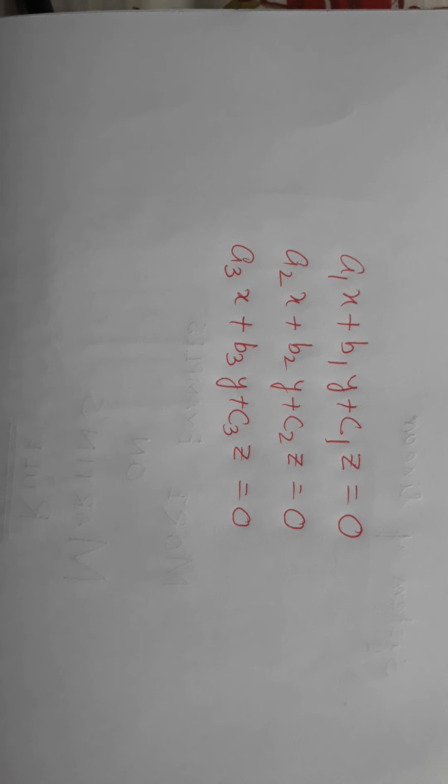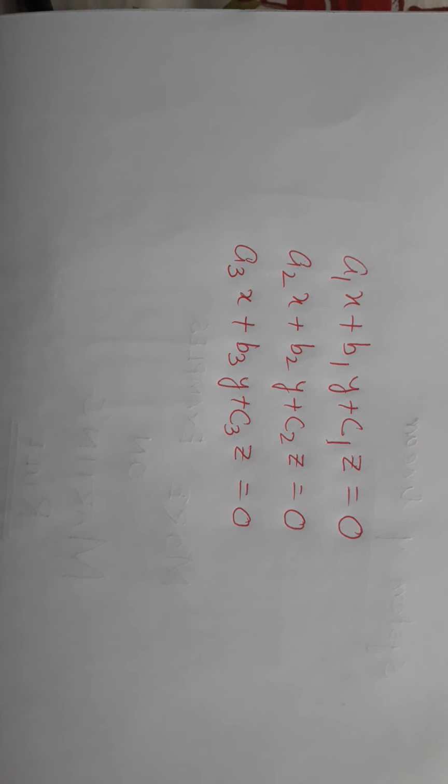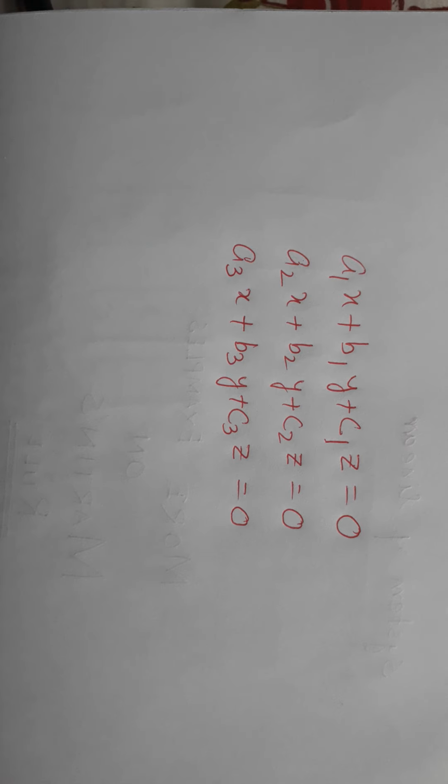Now we need to check whether it has a unique solution, that is x equals 0, y equals 0 and z equals 0 only, or it has many solutions. For that, if the determinant of the coefficient matrix is coming 0, then it has infinitely many solutions. If it is coming non-zero, then it has a unique solution. Now the question is, if this system has solutions other than zeros, then what will be the value of A?